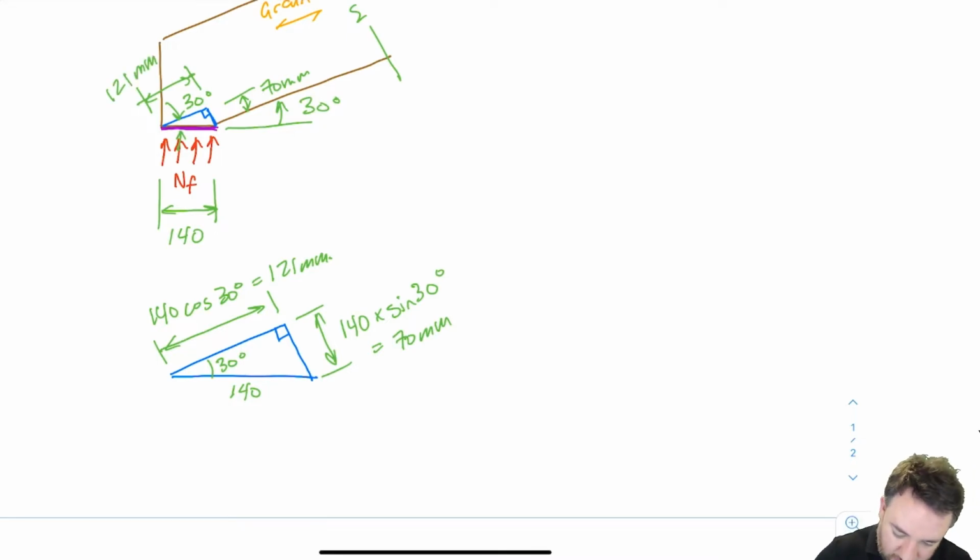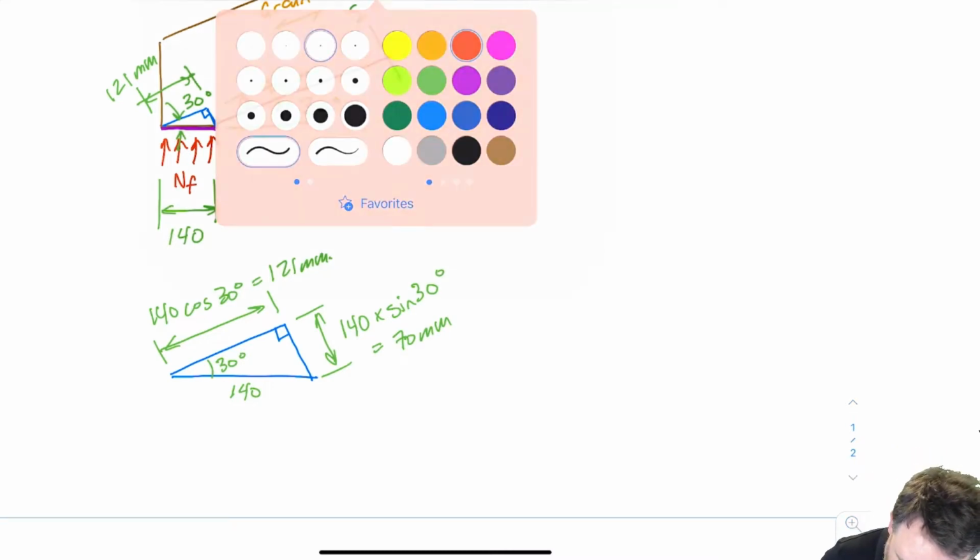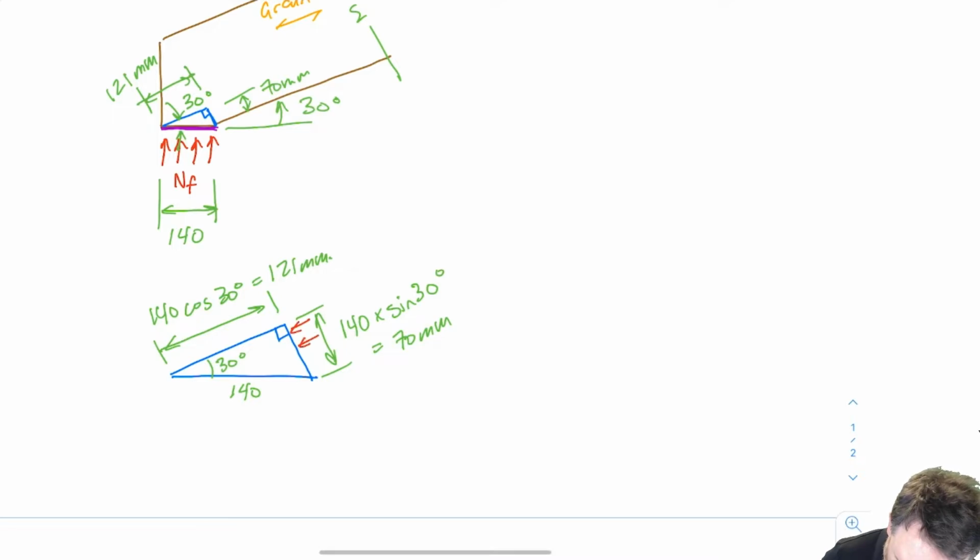Okay, and so which side is the QR surface and which side is the PR surface? Well, the PR surface is the one that is aligned perpendicular to grain, but the load is perpendicular to that, right? So the load is parallel to grain. So since the load on this side is parallel to grain, this is the PR surface.